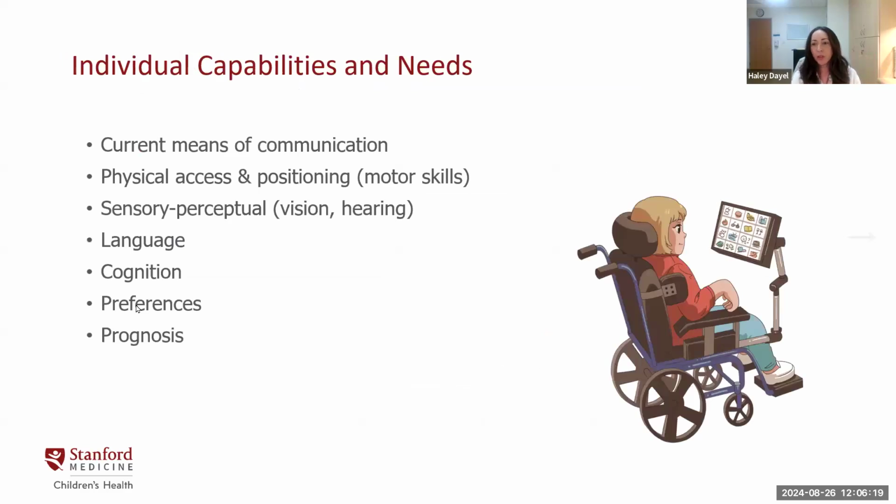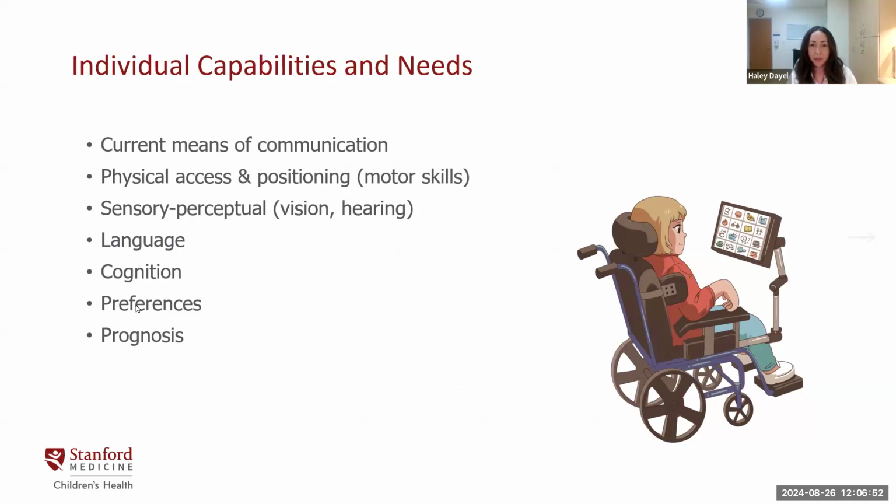So let's look more closely at how we might evaluate and define needs on an individual level. So these are standard components of any AAC assessment. We need to know about an individual's current means of communication, the motor skills that they have for positioning and access to an AAC device, their sensory perceptual skills, particularly their hearing and vision, their language and cognitive abilities, and their preferences, both in terms of what they want to communicate about, as well as specific preferences that they might have in relation to AAC.